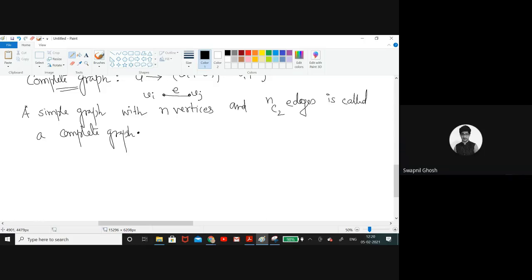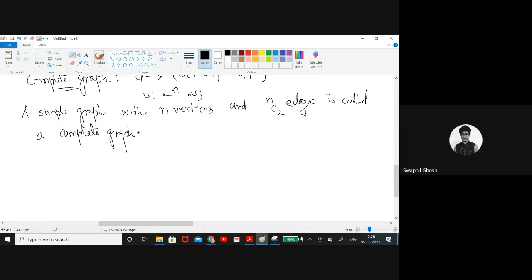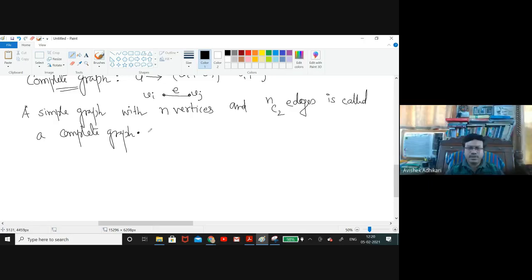Yes. So, in how many ways can we choose two, like how many edges can we find among n vertices, choosing two at a time? So that is why it is n choose two edges.